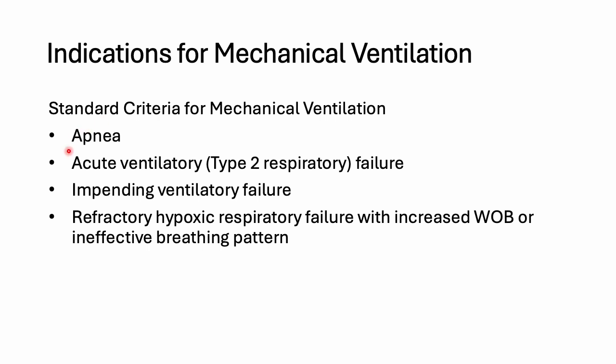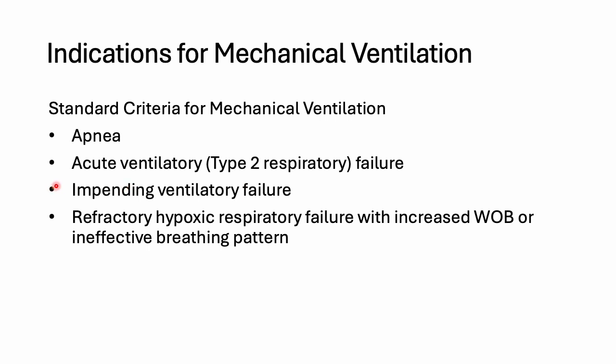Second criterion, acute ventilatory failure, the type 2 respiratory failure, when there is hypoxemia and also hypercapnia. That's type 2 respiratory failure. The person is not able to oxygenate well, hypoxemia, and not able to ventilate well, hypercapnia, then mechanical ventilation can come in to help with correcting the respiratory failure.